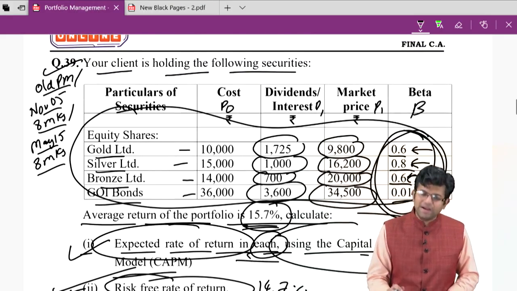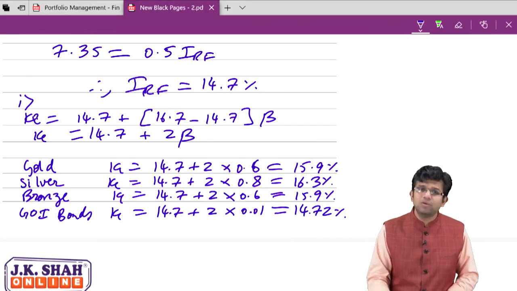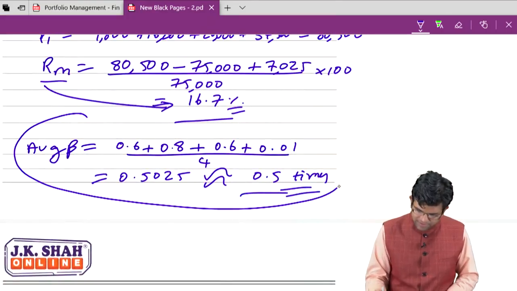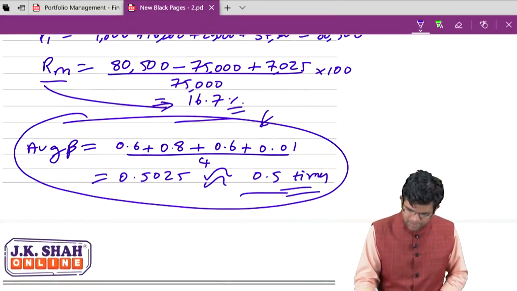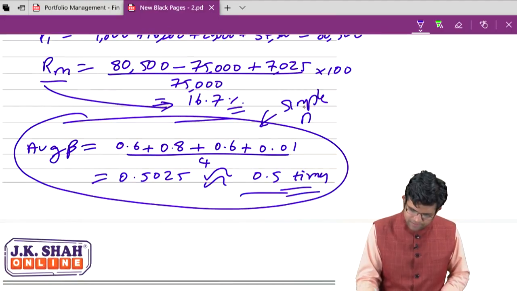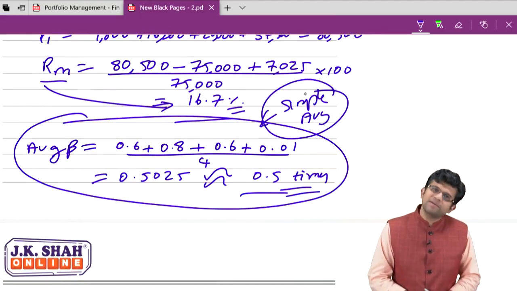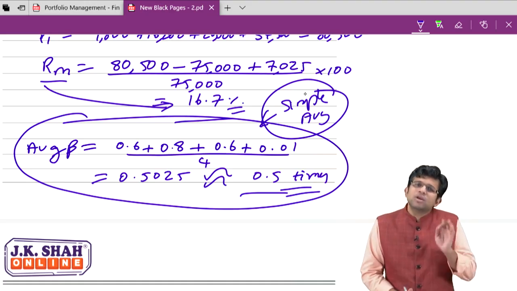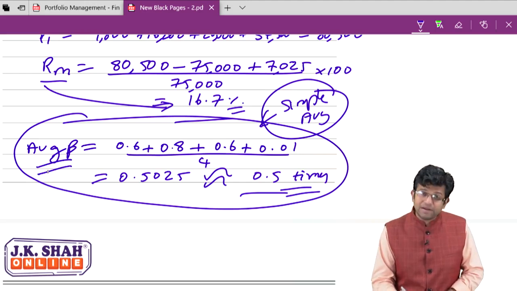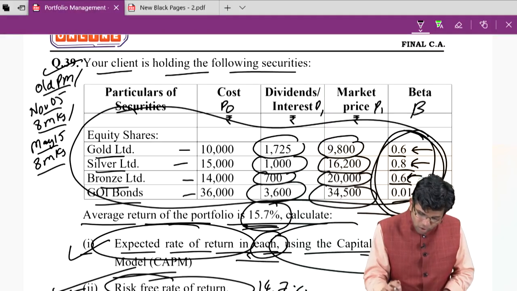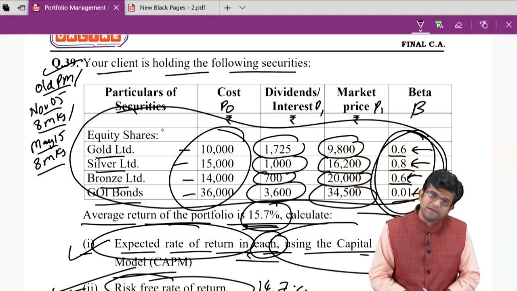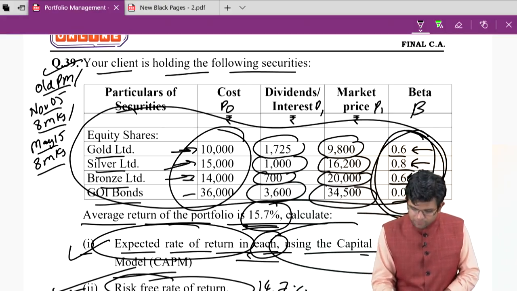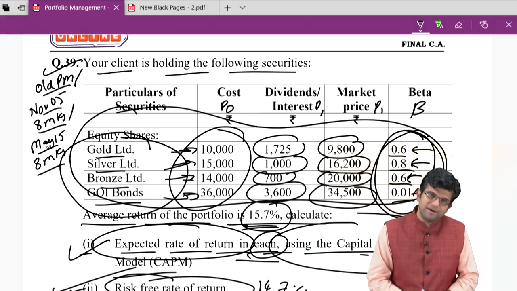Students, before I end this question, one thing I want to tell you here is, can you see this beta calculation we did here, average beta? Yes, we took the simple average, right? We took the simple average beta. Students, even the ICAI in its practice manual has also taken the simple average only. But we could have alternatively in this question, because the investment amounts were given, taken the weighted average beta because the weights of each of these investments are different.